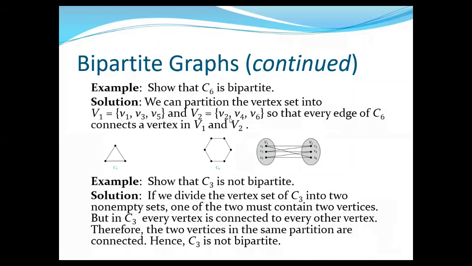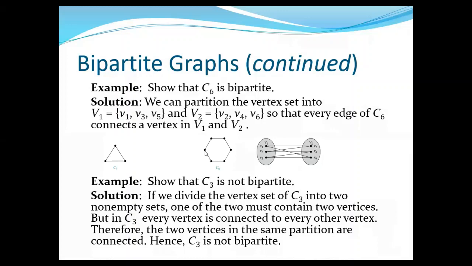Vertex 2 is part of the second group. And then vertex 4 is connected to vertex 5, so vertex 5 will be part of the first group. Okay, and then to check, definitely vertex 4 is part of the second group.